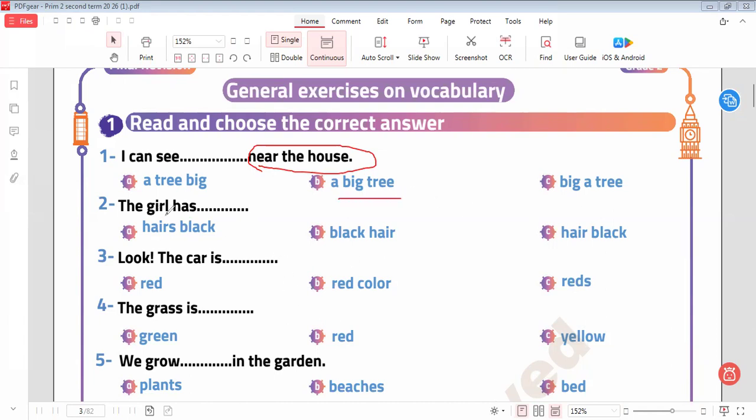Next one, the girl has black hair. We learn that the color is treated as an adjective, so I select this one, black hair. Look, the car is what? Red. The grass is green. We grow plants in the garden. Let's continue the rest of the exercise.